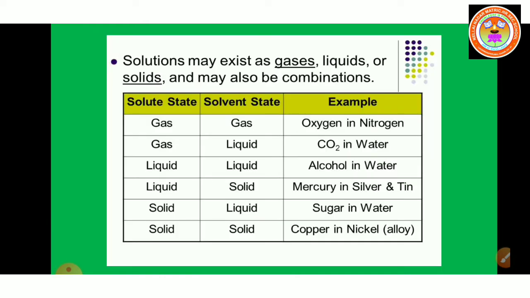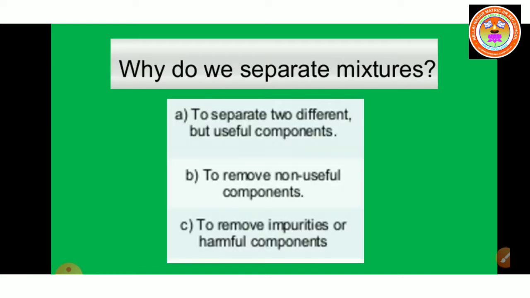Children, we know many types of mixtures like solid-solid mixture, solid-liquid mixture, liquid-liquid, liquid-gas and gas-gas mixtures. And then students, why do we separate mixtures? To separate two different but useful components, to remove non-useful components, and to remove impurities or harmful components from the mixtures.